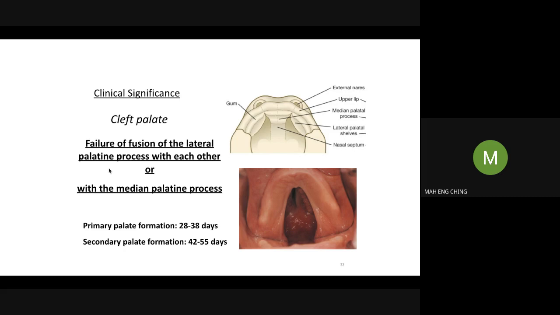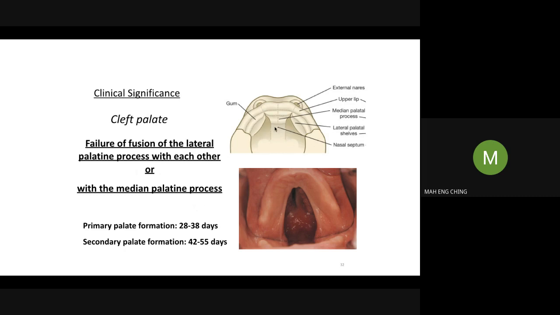So cleft palate is a failure of fusion of the lateral palatine processes with each other or with the median palatine process. So the fusion must be between primary and secondary. You have two secondary, left and right, and primary, middle, front. All these parts have to join together to form the full palate. If either part is not joining, then we have a cleft.